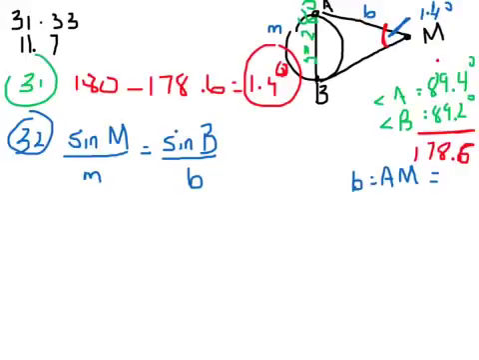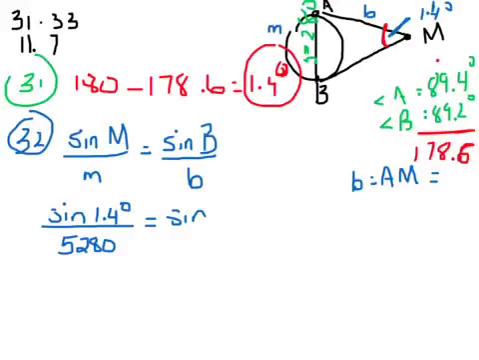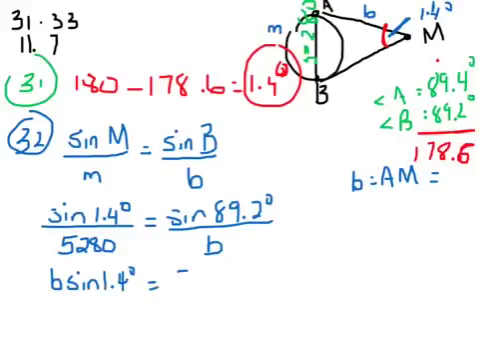Okay, so let's fill in the information. We found out that angle M in number 31 was 1.4 degrees, so it's the sine of 1.4 degrees over the side across from it, and it's hard to read that labeling, but if you're looking in the book, that was 5,280 miles. Now I know what angle B is. That was given to me in the problem. That's 89.2 degrees, and the side across from it I have called little b. So now what I need to do is cross multiply to solve. I could say b times sine 1.4 degrees is equal to 5,280 times the sine of 89.2 degrees.